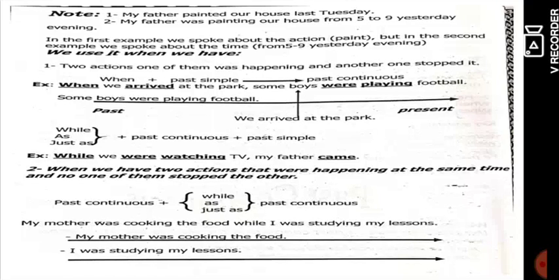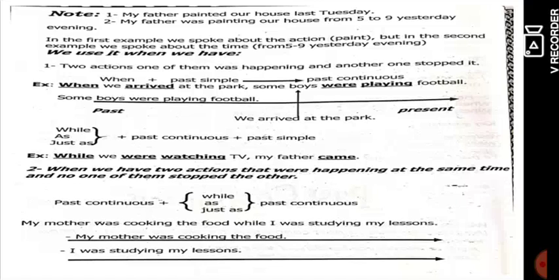Okay, we have keywords for past continuous. The first of them is when. After when we put past simple, and in the other sentence we put past continuous. So when we have two actions and one of them was happening and another one stopped, we put when, past simple, past continuous. For example, when we arrived at the park, some boys were playing football. Past simple, and past continuous.